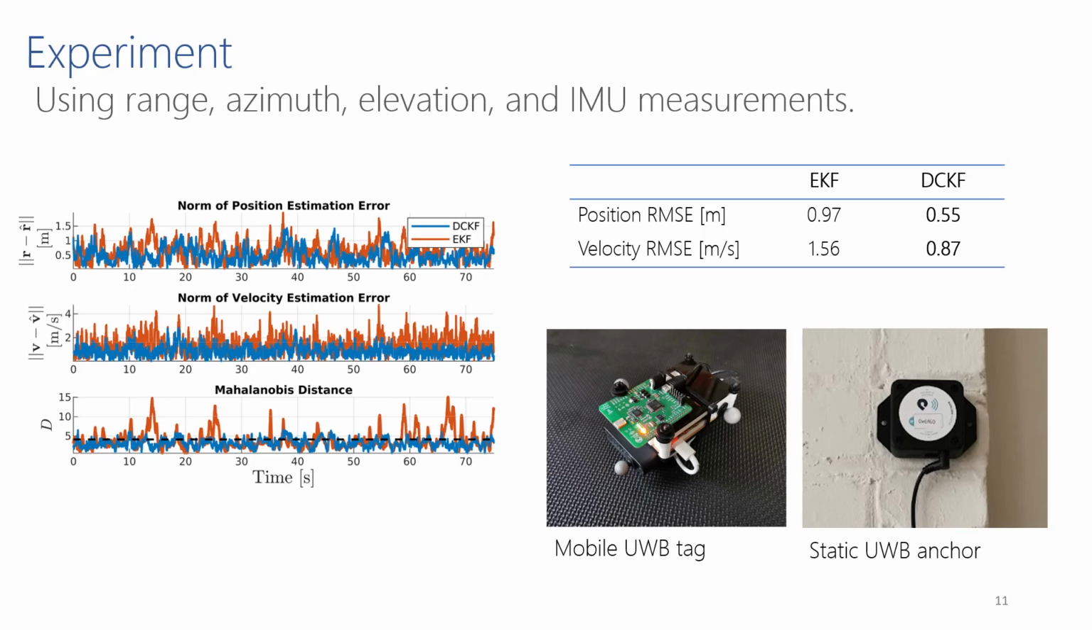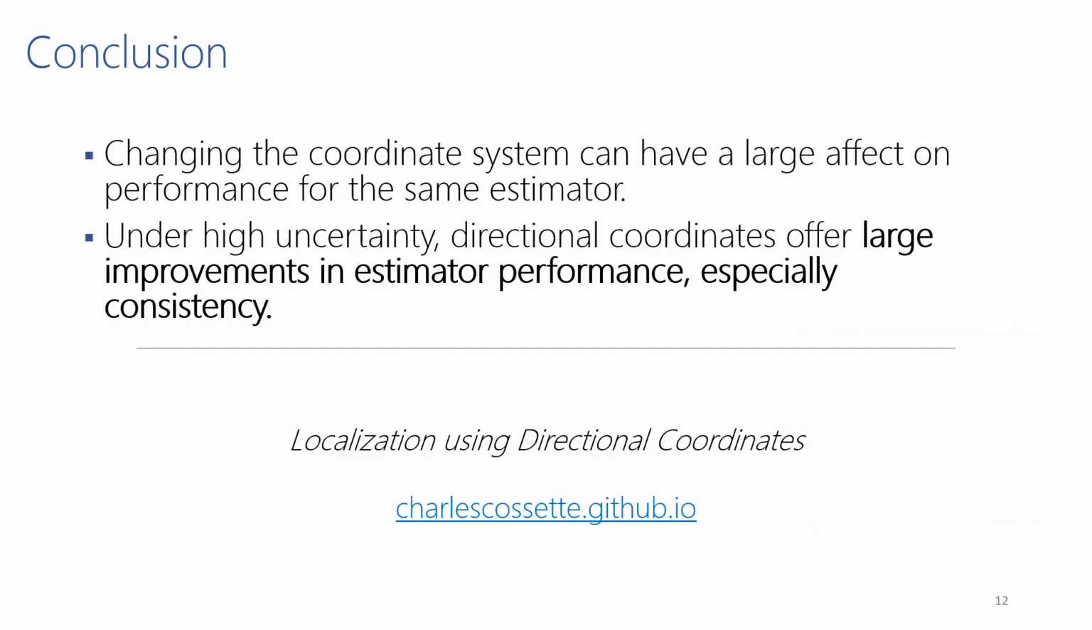To summarize, we show that simply changing the coordinate system can have a large effect on estimation performance with the same underlying state estimation algorithm. Under high uncertainty, the proposed directional coordinate system offers a large improvement in estimation performance, especially so in consistency.